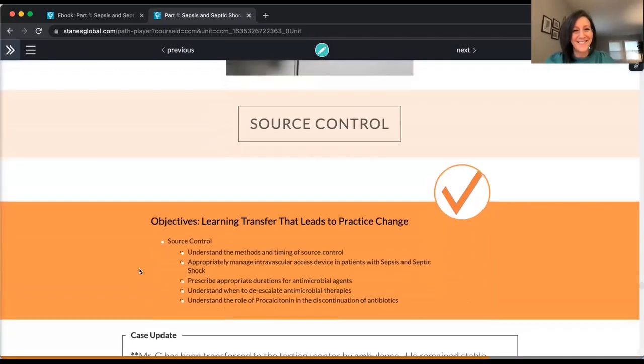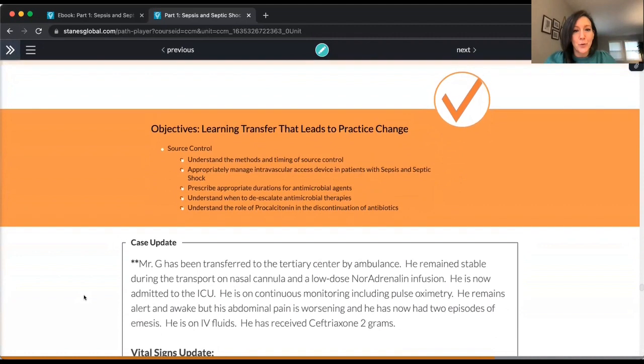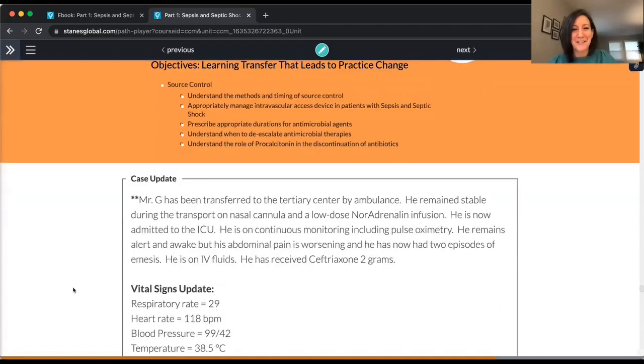Yeah. We're going to move on to source control. I'm going to ask Dr. Meem, would you mind reading the objectives for source control? Sure. The source control issues are understanding the methods and timing of source control, appropriately managing intravascular access devices in patients with sepsis and septic shock, prescribing appropriate durations for antimicrobial agents, understanding when to de-escalate antimicrobial therapies, and understanding the role of procalcitonin in the discontinuation of antibiotics. There's that procalcitonin again. So we're going to talk more about that.